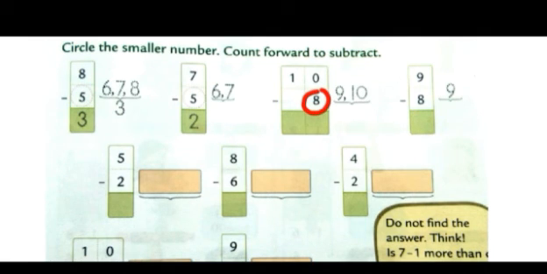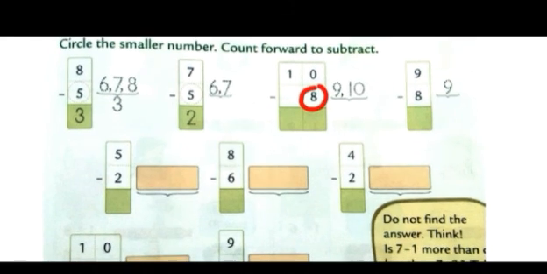Now we have to count forward till we reach 10 after 8. Okay. So 9, 10. See, to reach 10, how many numbers did we count? 2 numbers. So what is the correct answer? 10 minus 8 is 2. And 2 is a single digit number. So we will write it in the ones column as I told you. This is the ones column. This is the tens column.